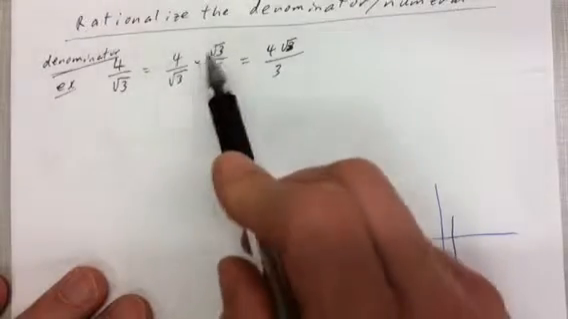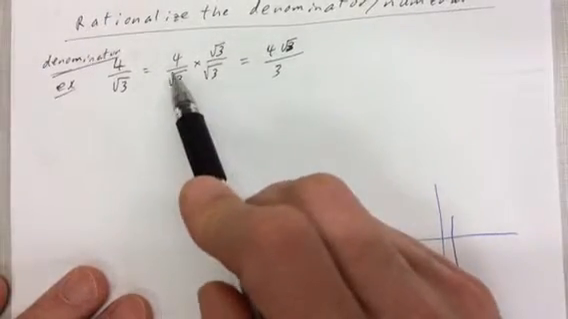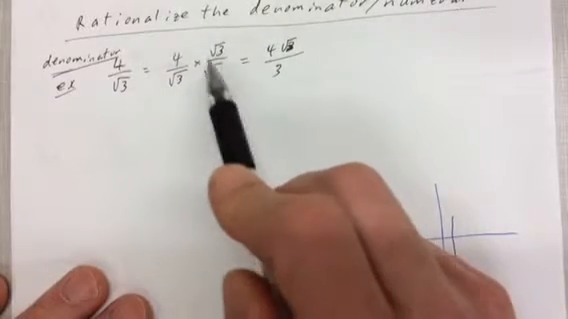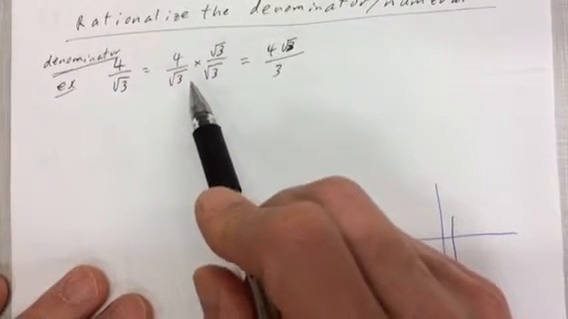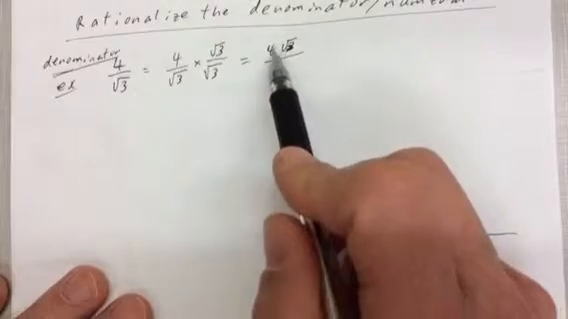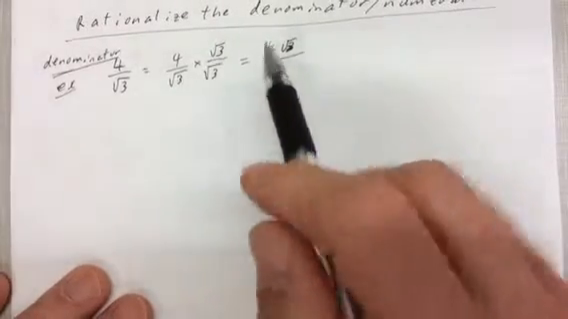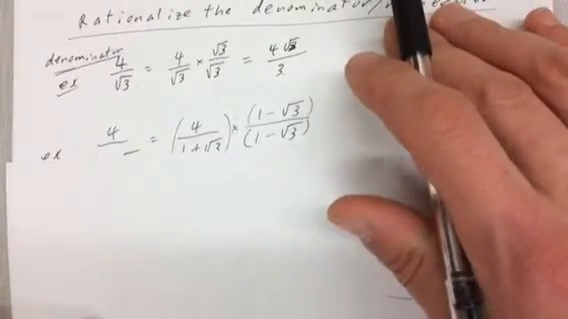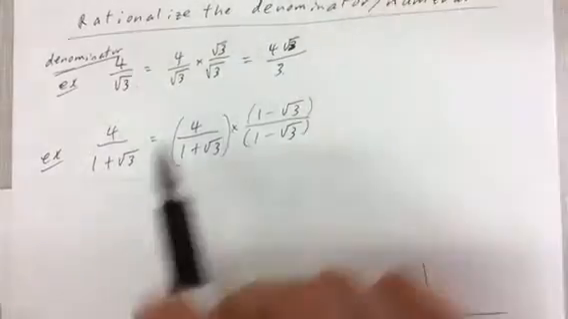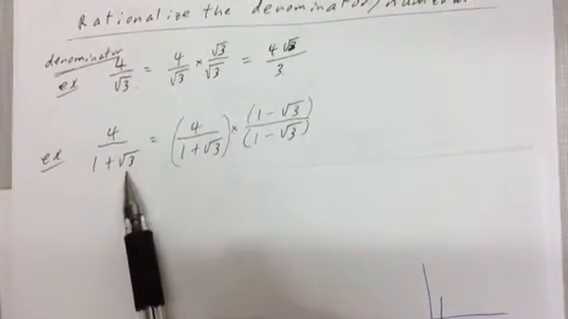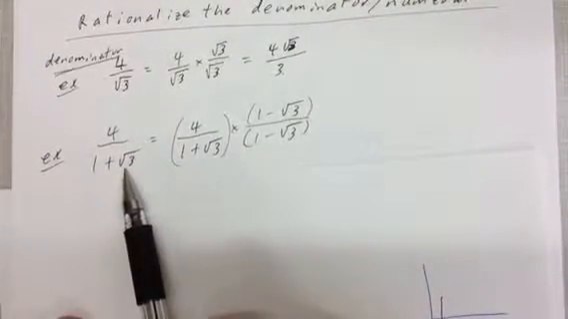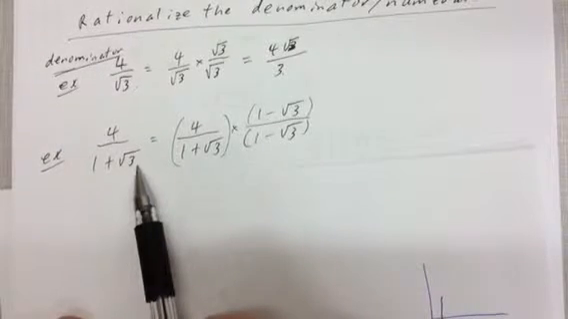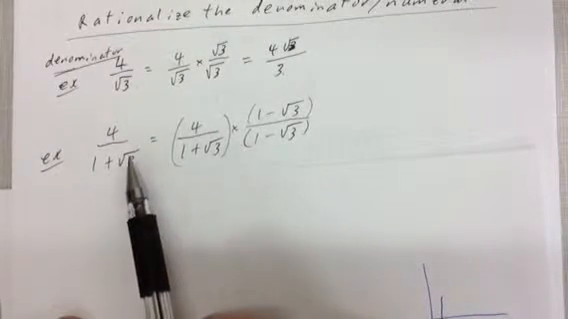Well, you multiply the top and the bottom by root 3, because a root times a root gets rid of the root. It's the square root squared. Okay? And you get 4 root 3 over 3. Well, what if you have something like this? 4 over 1 plus root 3. Well, in this case, you can't multiply the top and bottom by root 3. It won't rationalize it.